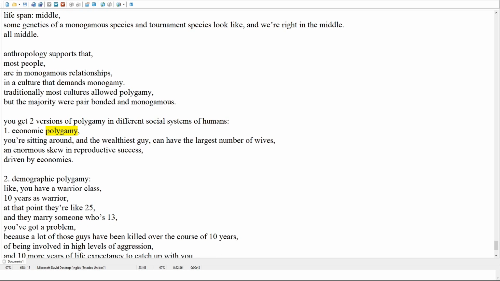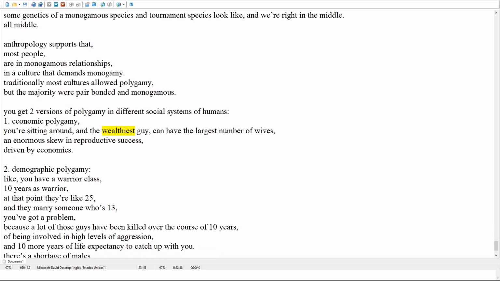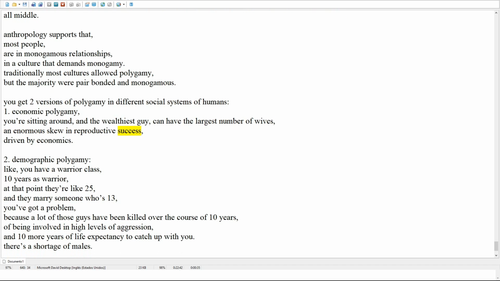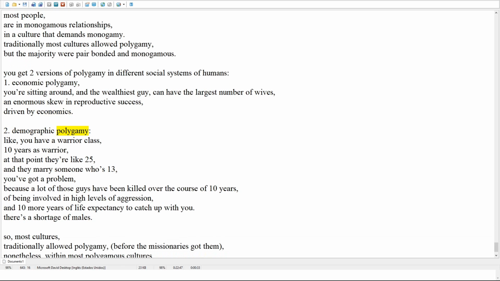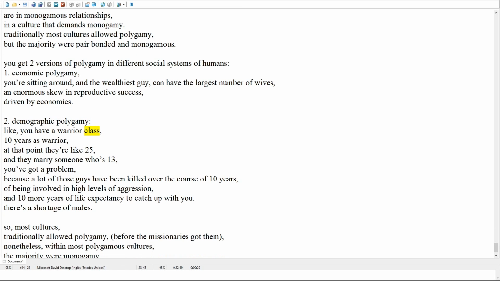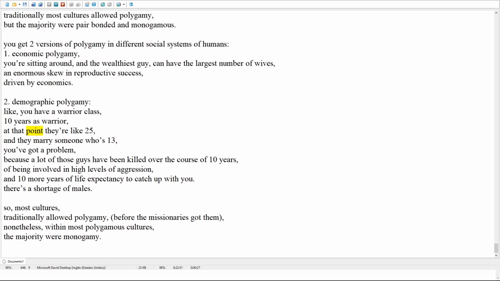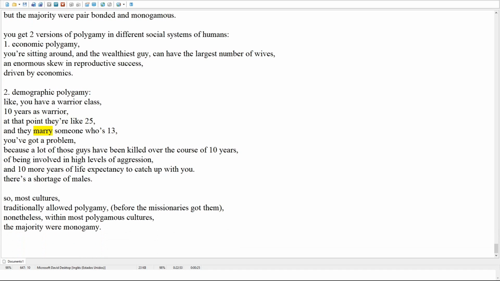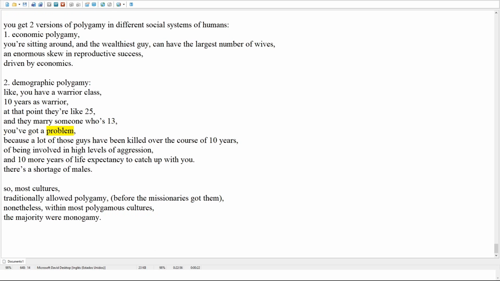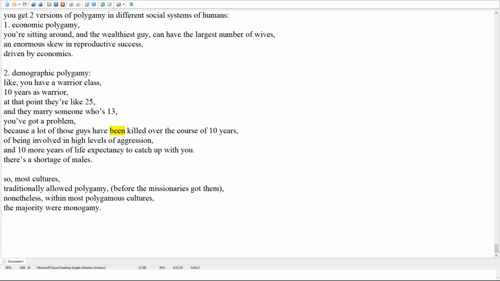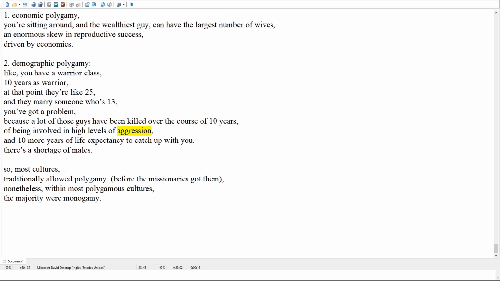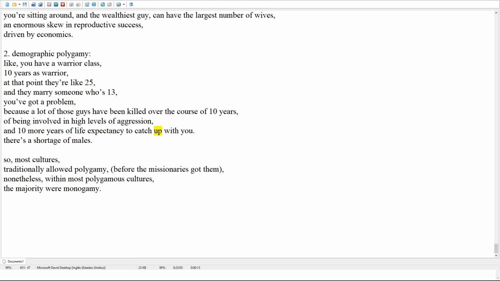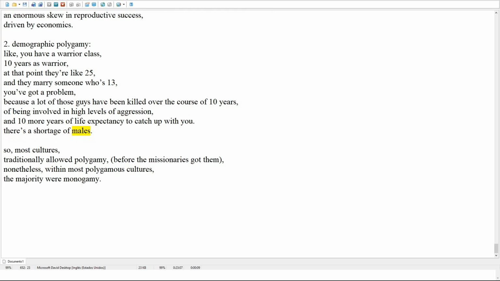1. Economic polygamy. You're sitting around, and the wealthiest guy can have the largest number of wives. An enormous skew in reproductive success. Driven by economics. 2. Demographic polygamy. Like, you have a warrior class. 10 years as warrior. At that point they're like 25. And they marry someone who's 13. You've got a problem. Because a lot of those guys have been killed over the course of 10 years of being involved in high levels of aggression. And 10 more years of life expectancy to catch up with you. There's a shortage of males.